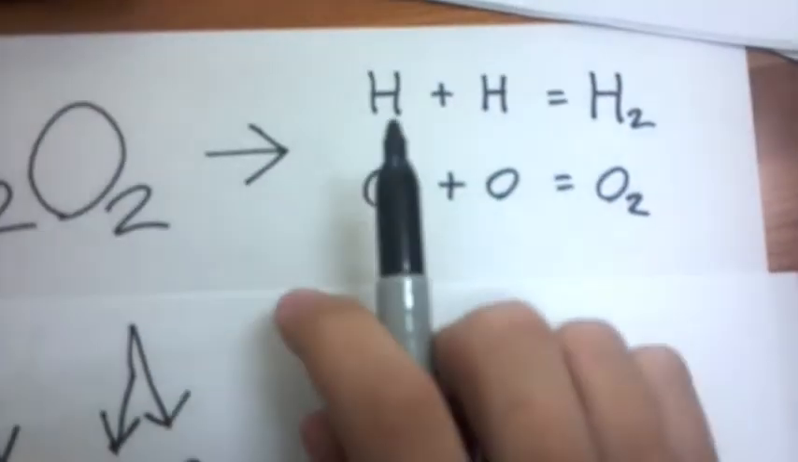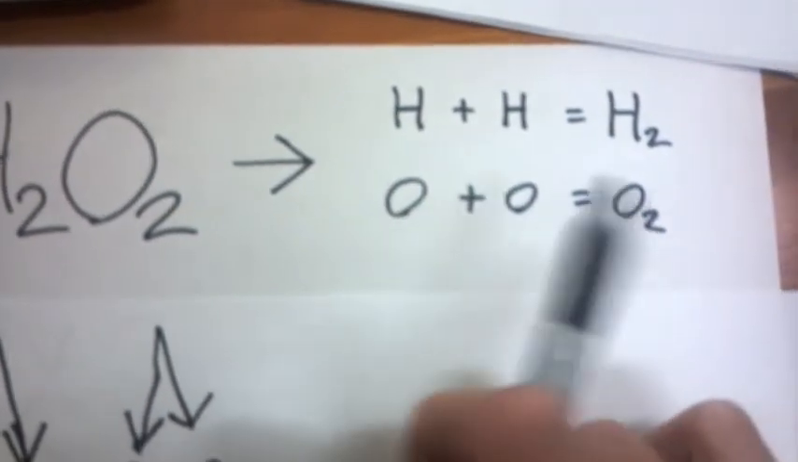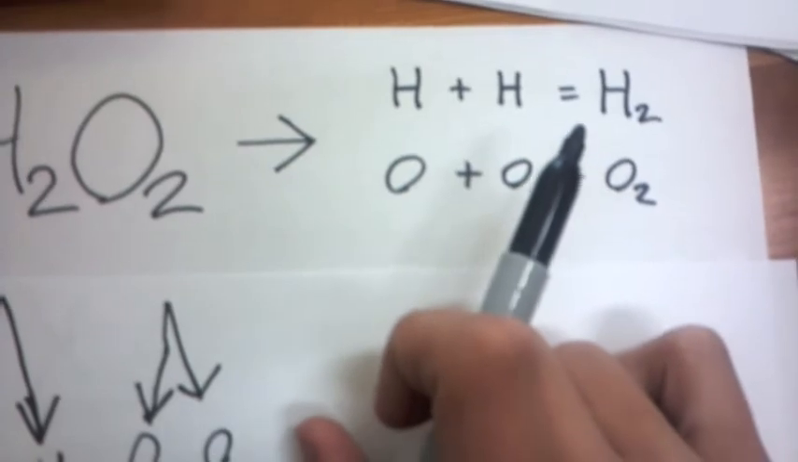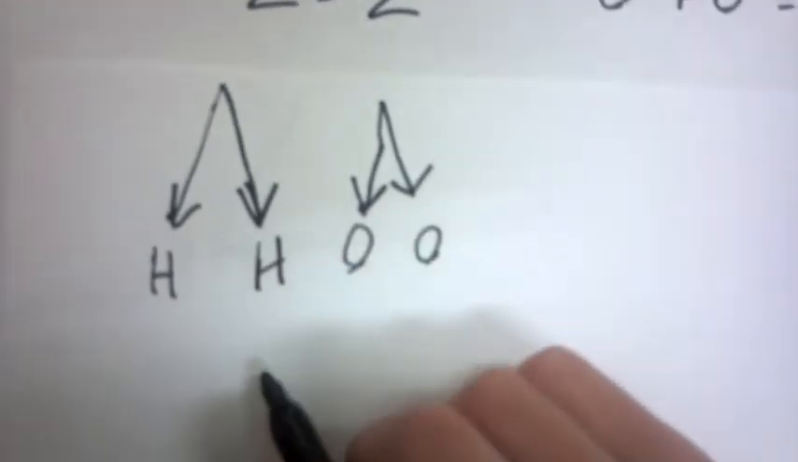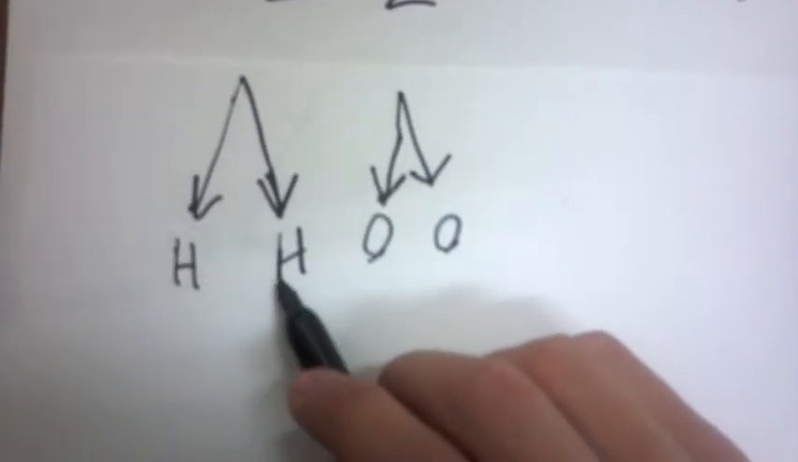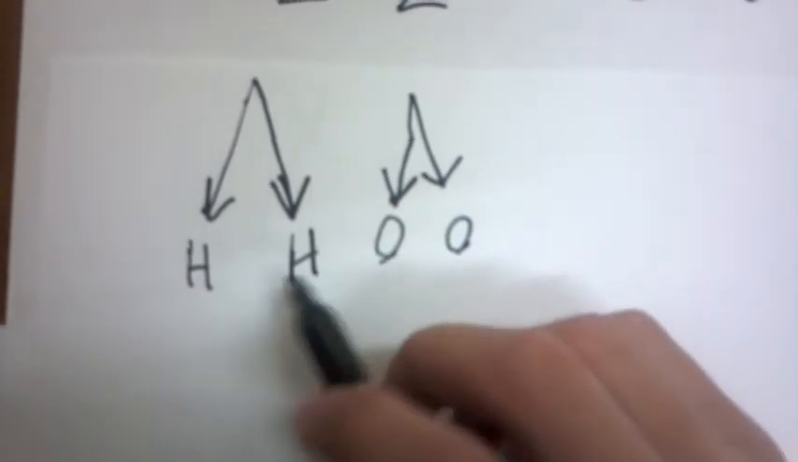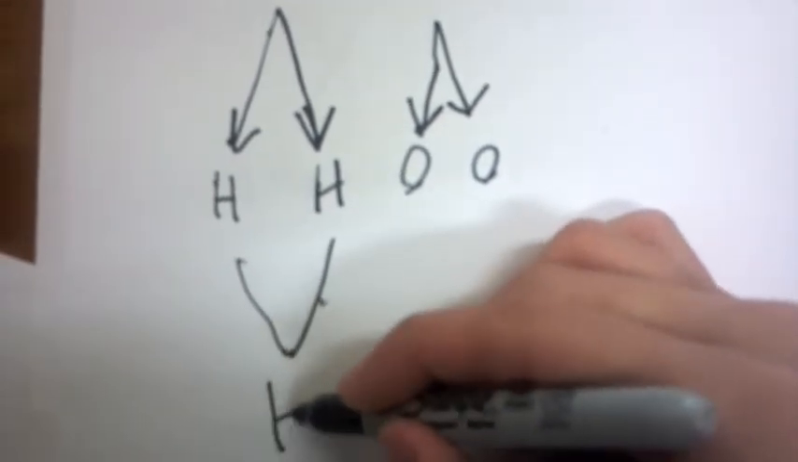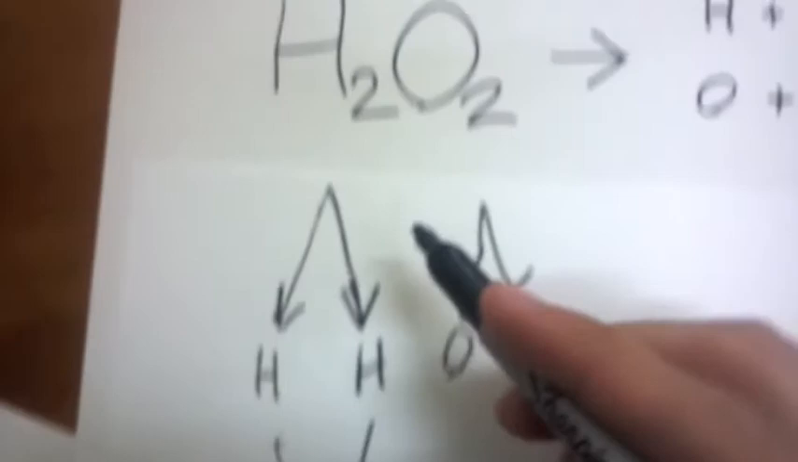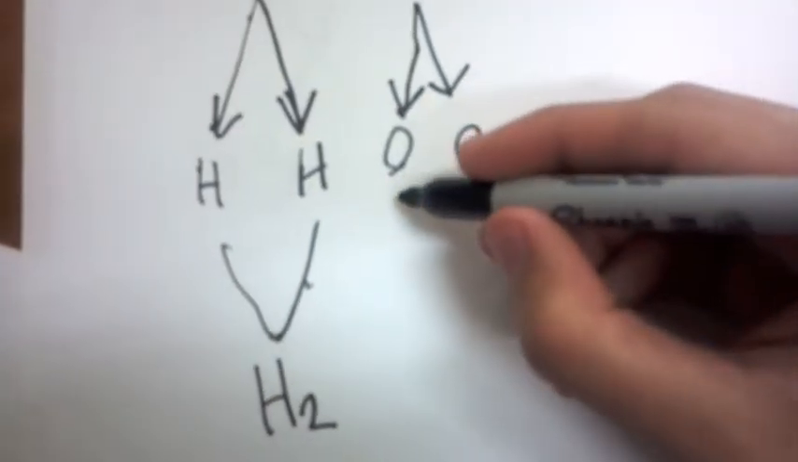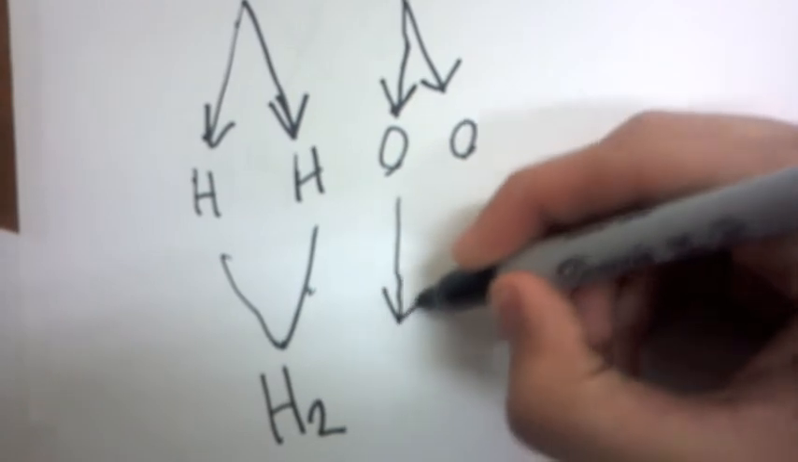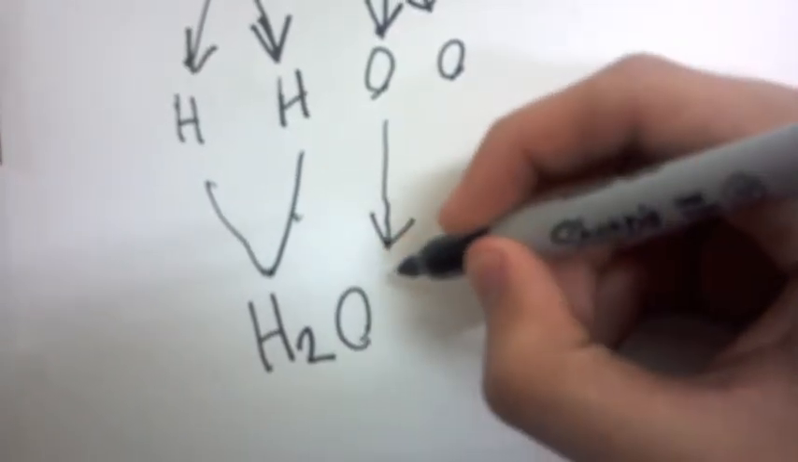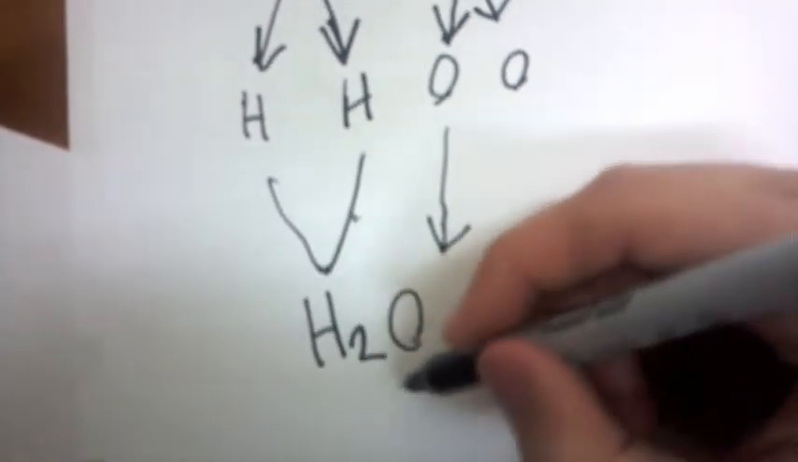This is probably a better example up here. So hydrogen plus hydrogen equals hydrogen 2, oxygen plus oxygen equals oxygen 2. In order to create a water molecule, we need to take the 2 moles of hydrogen and 1 mole of oxygen. So we're going to take these two, and it's going to make H2, the same as up here. And now take one of these oxygen molecules and put it there. And then you have water, H2O.